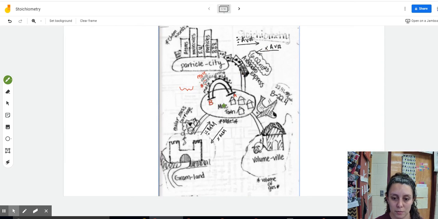So we're going to pull that moles of hydrogen down to the right, and then we're back on the map. We are here in Moletown. We crossed the bridge, and we're coming back to Gramland. So we need to multiply by the molar mass this time.